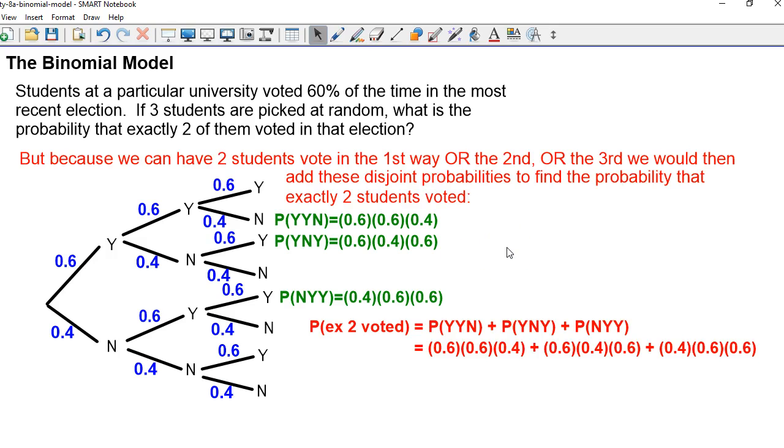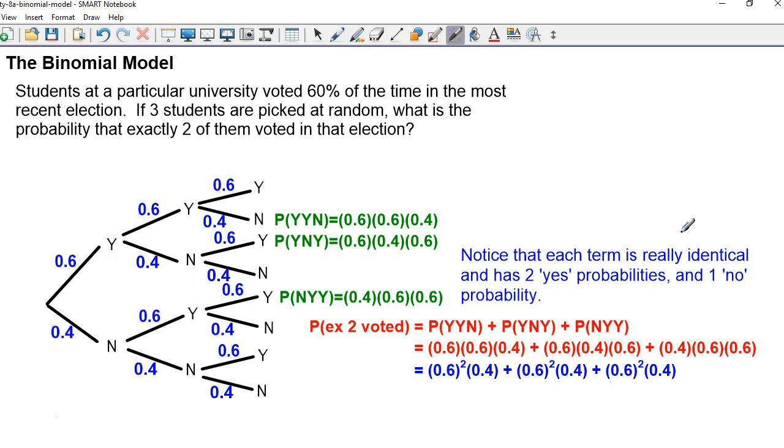Okay, but because we can have 2 students voting in the first way or the second way or the third way indicated in green here, these 3 ways, this or this or this, that means that if we want the total probability of exactly 2 students voting, we have to add those probabilities, because we know that when we have OR cases that are disjoint, and there's no way you can be at more than one endpoint at the same time, we just add the probabilities. So the probability that exactly 2 voted would be the first plus the second plus the third term there.